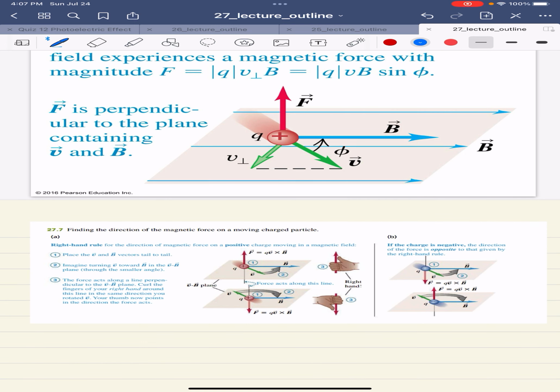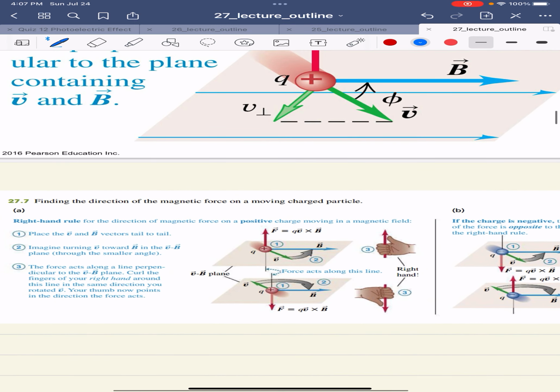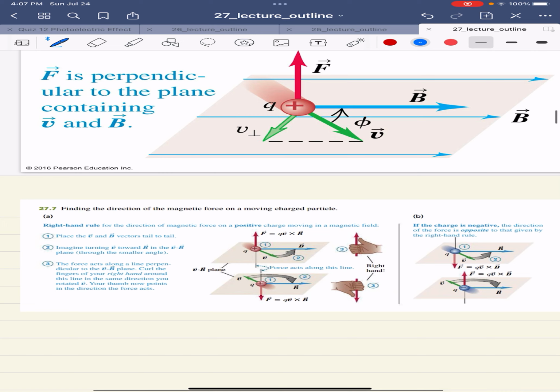Here, I'm just showing you the way of finding the direction of the magnetic force on a moving charged particle. I provided you with two methods. This is the method that we are using in the textbook, which is the right-hand rule for, in general, any two quantities that have a cross product.